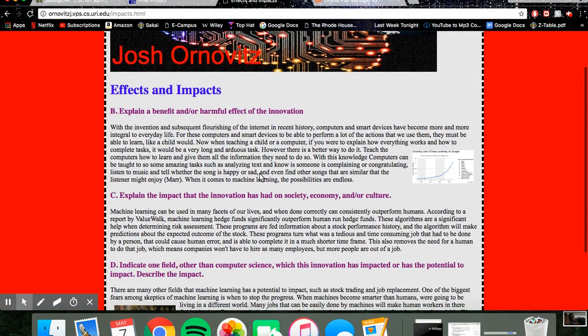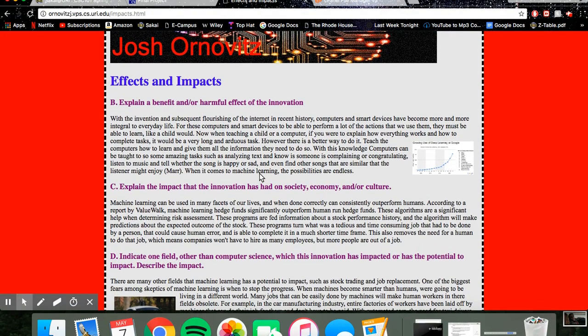So, effects and impacts. Explain a benefit and or harm of the innovation. So, a benefit would be that the system would be able to complete a task in a matter of a few seconds that would normally have taken a human maybe minutes or even hours to complete, and it would use this algorithm and code that it has come up with to be able to solve this problem.